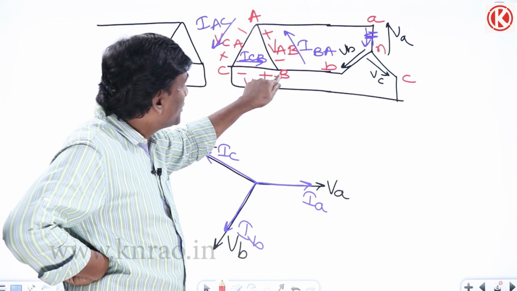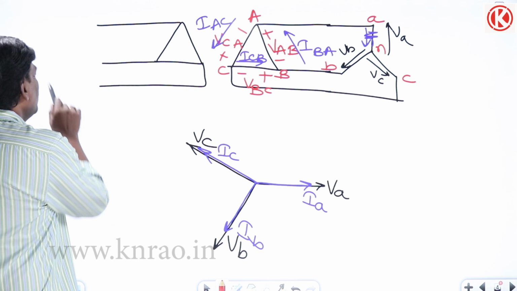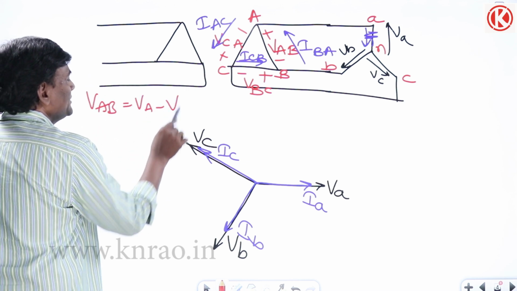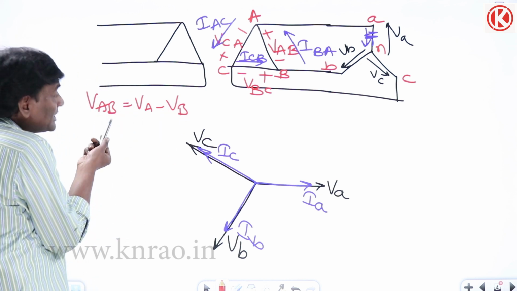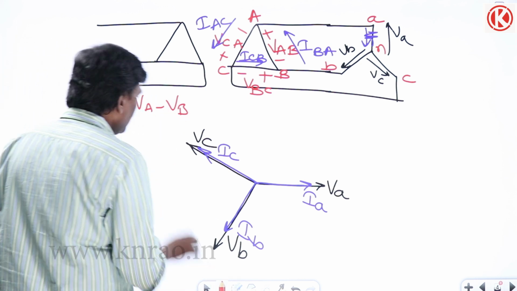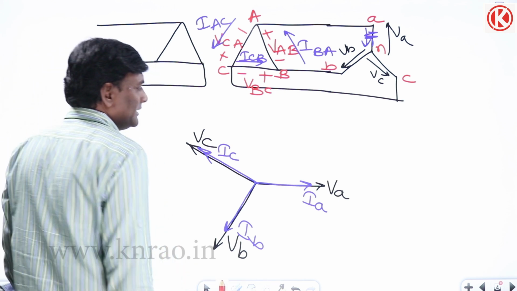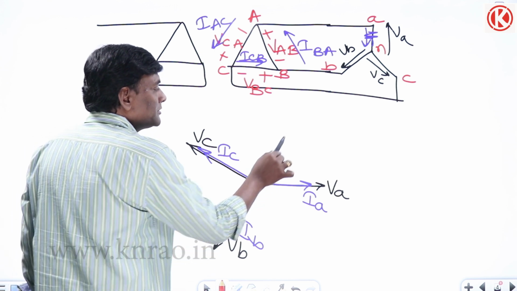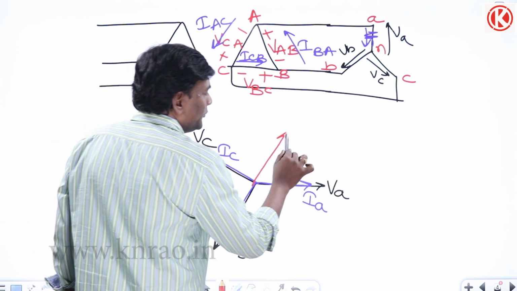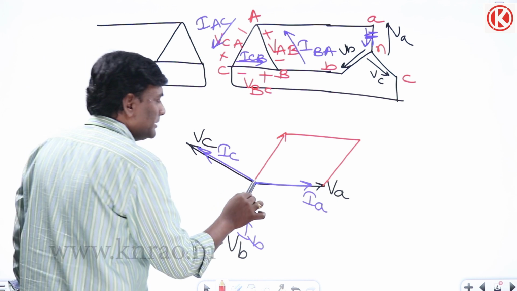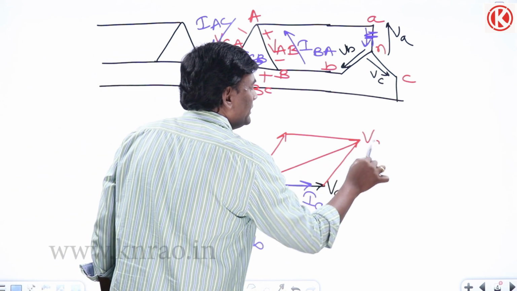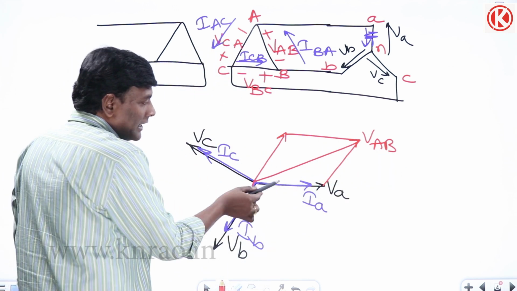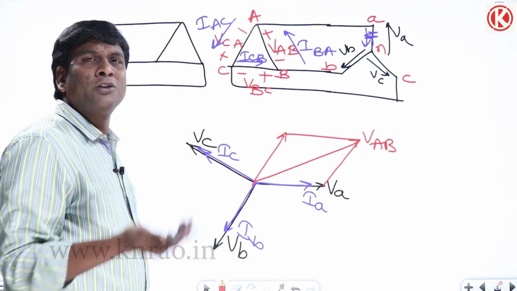Okay, because with respect to B, how much is A voltage? So VAB is going to be VA minus VB, such that with respect to B, A voltage. Okay, now see here, VA is here minus VB, such that VA minus VB is going to be VAB. Capital VAB. Okay, and the angle between, in three-phase systems also we have seen, right?